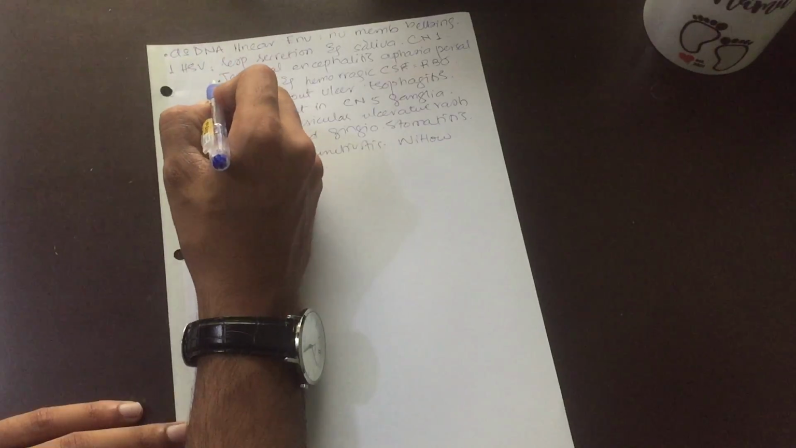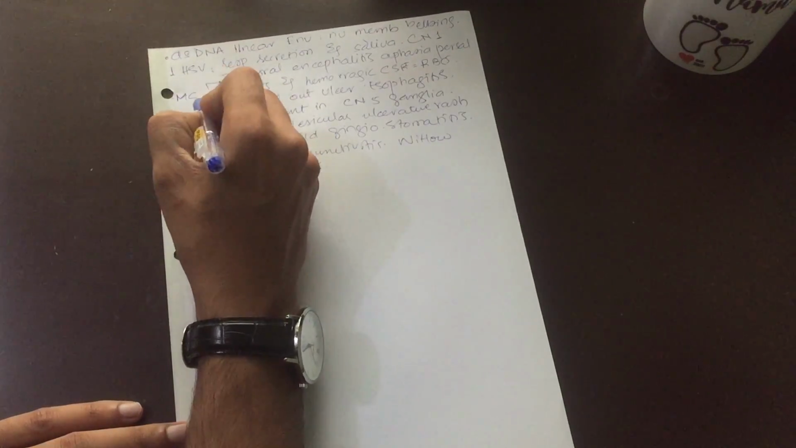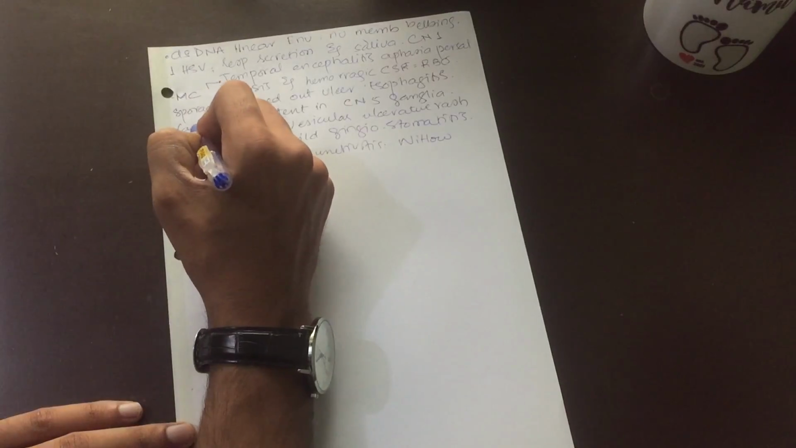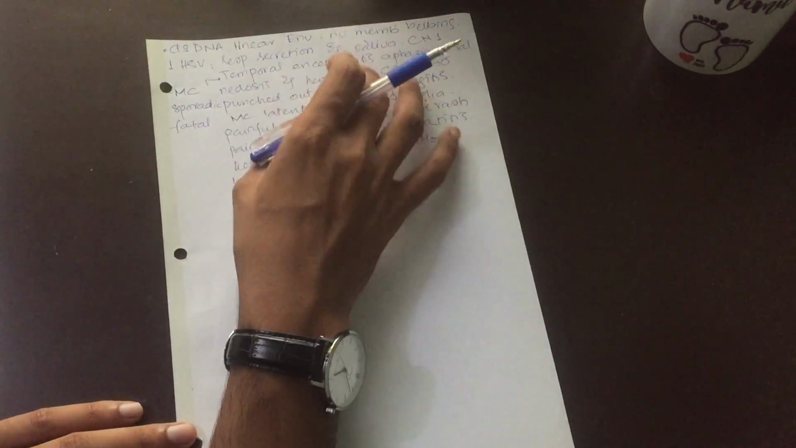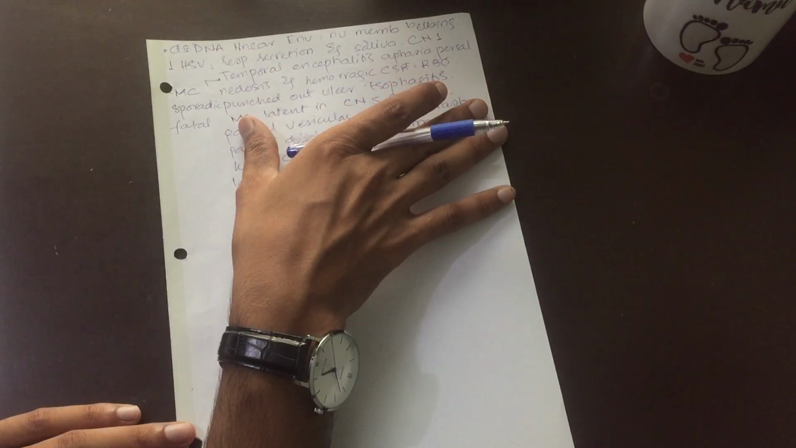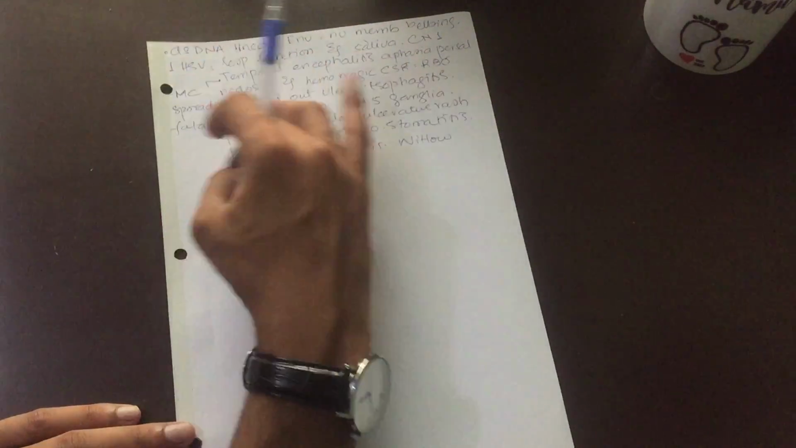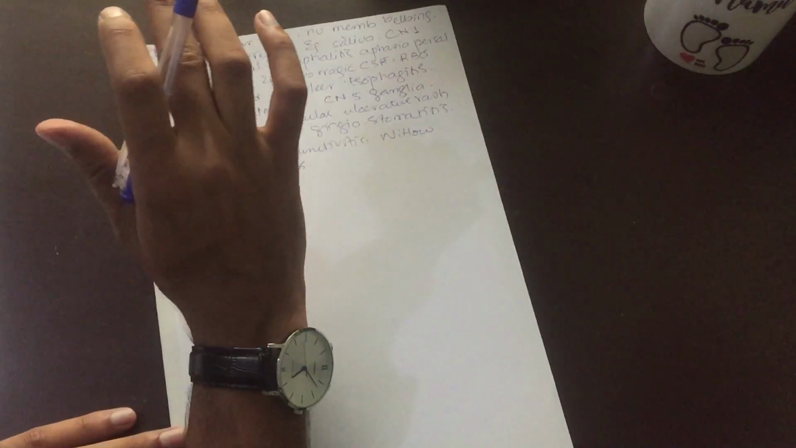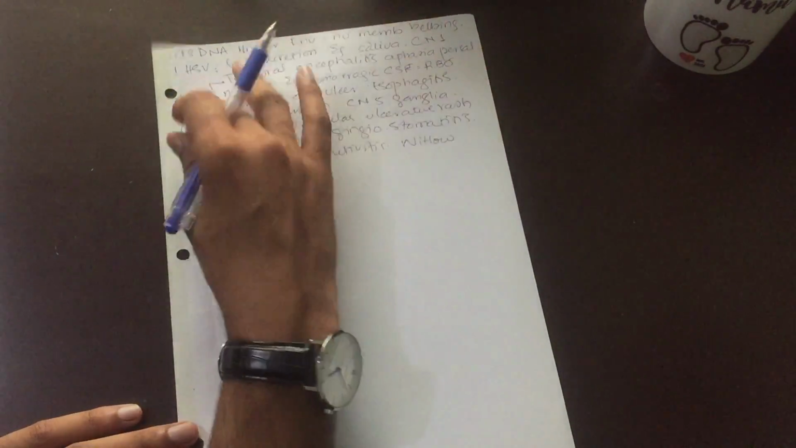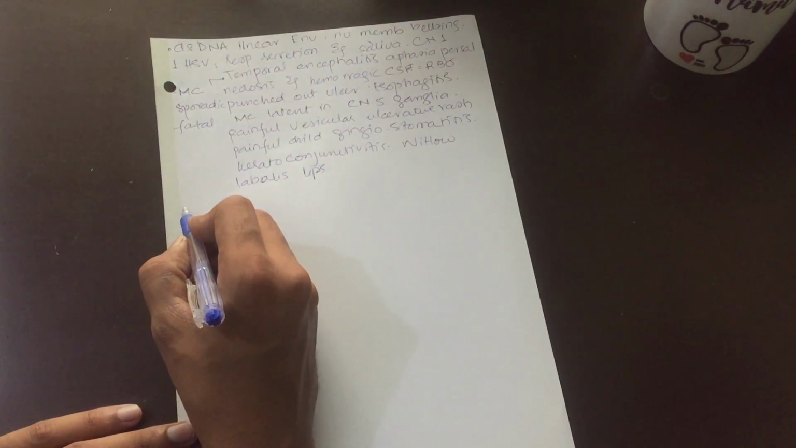For the temporal lobe, it is the most common sporadic and fatal cause of encephalitis in the temporal lobe region. So this is herpes simplex type 1 virus. The agent used in the treatment of herpes simplex is acyclovir.